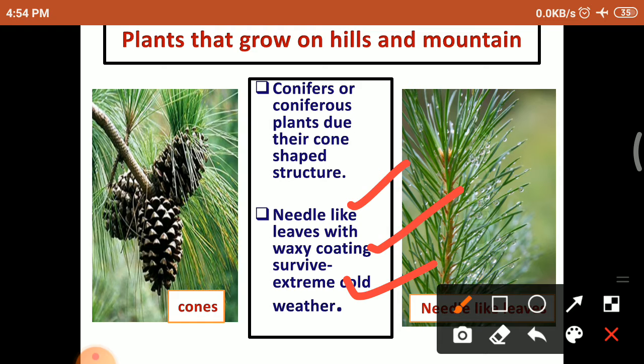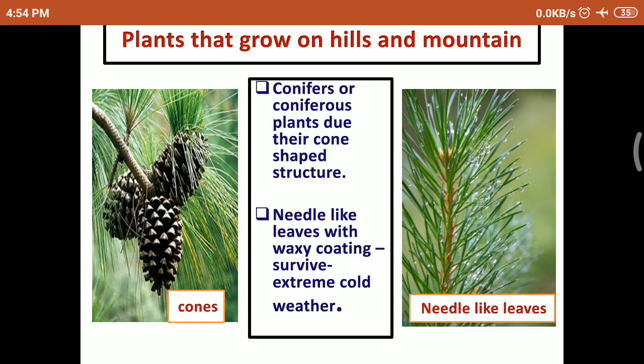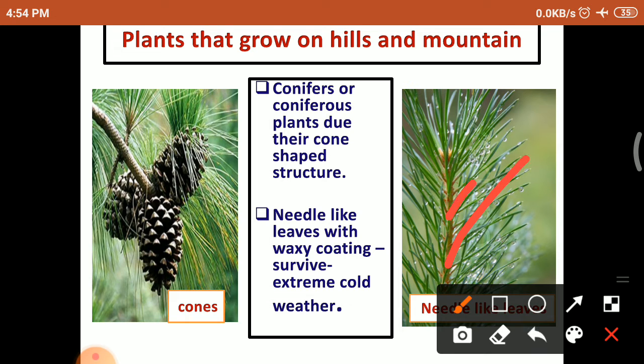The plants that grow on hills and mountains are also called conifers or coniferous because of the cone-shaped structure. And also, if you look at this leaf, these leaves are needle-like and have a waxy coating. This waxy coating helps the tree survive extreme cold weather.